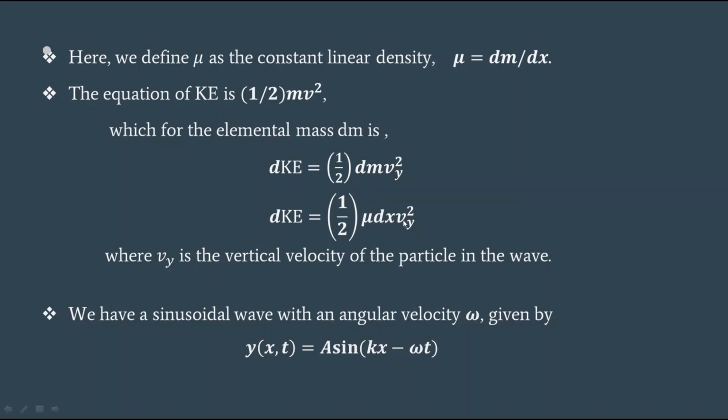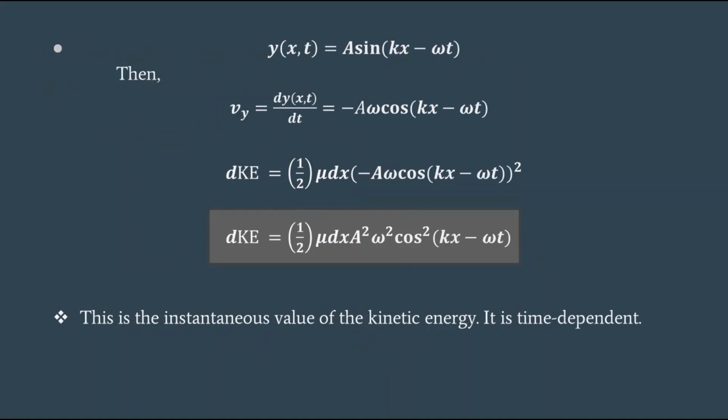Now we have to find out what v_y is. So we have a sinusoidal wave with an angular velocity ω given by y(x,t) = A sin(kx - ωt). To get v_y, we have to differentiate it with respect to time, and that is v_y = dy(x,t)/dt = -Aω cos(kx - ωt). Substituting v_y in the previous equation, dKE becomes ½ μ dx (-Aω cos(kx - ωt)) whole squared.